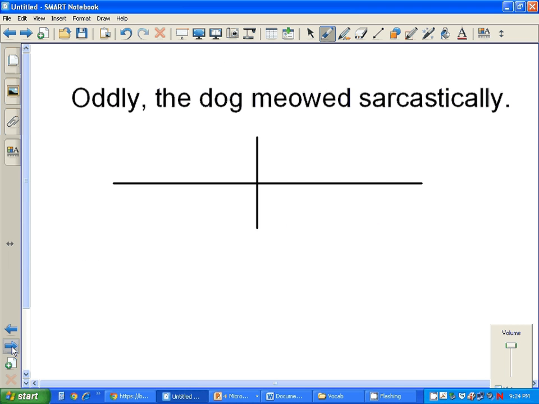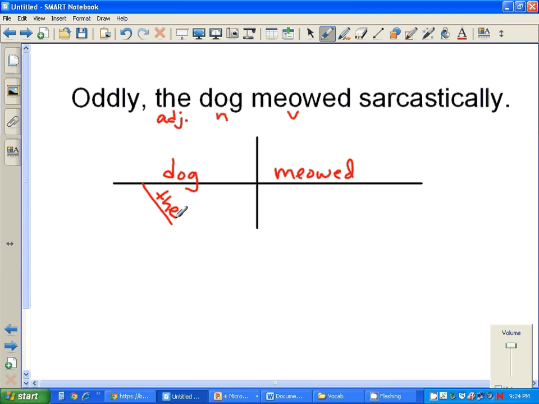Let's look at this first example here. We have: Oddly, the dog meowed sarcastically. So in this one, we're going to keep the same number of steps. Step 1 is to make your T, which I've already done. Step 2 is to find the verb. And here we have the verb being meowed. That's the action that's taking place. Then you ask yourself who or what meowed, and that would be the dog. We talked before about how all articles are adjectives. So which dog? The dog.